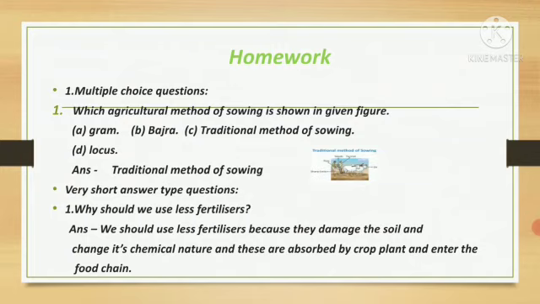Next we have very short answer type questions. First question is, why should we use less fertilizers? Answer is, we should use less fertilizers because they damage the soil and change its chemical nature, and these are absorbed by the crop plant and enter the food chain. So the more use of fertilizers may cause damage to the soil, so we should use these in limited amount.